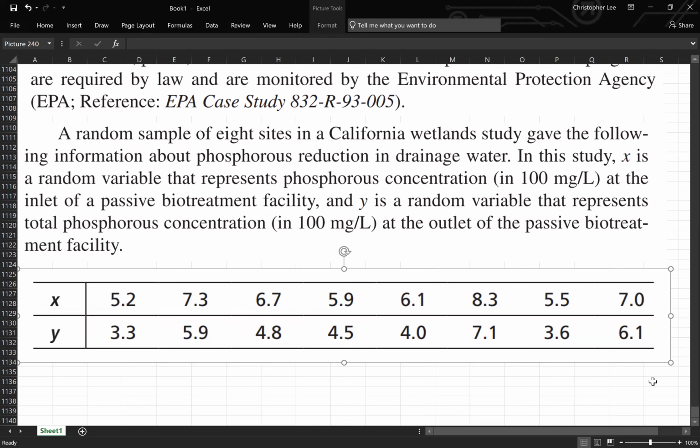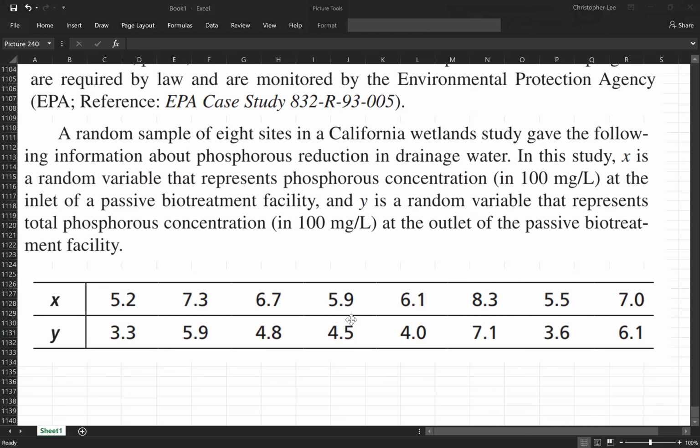All right. So X is our phosphorus concentrations. Y is our total phosphorus concentrations. That's simple. X individual, Y total. One is at an outlet, one is at an inlet.